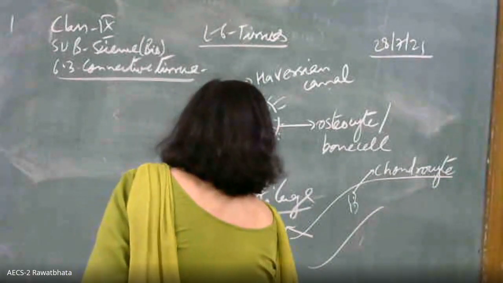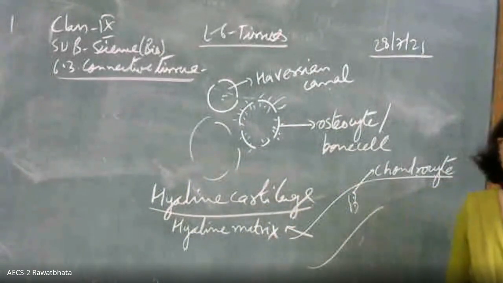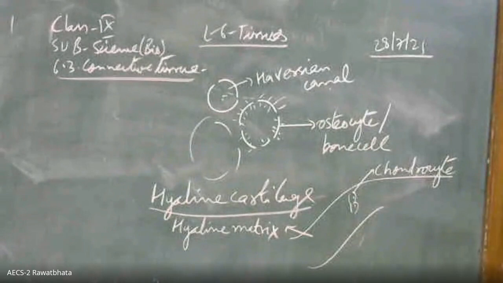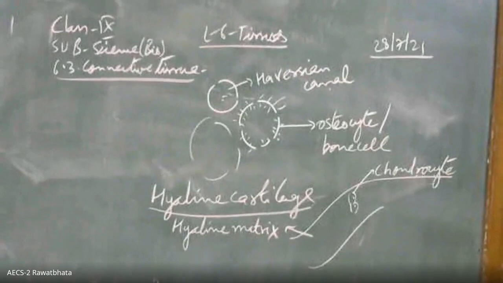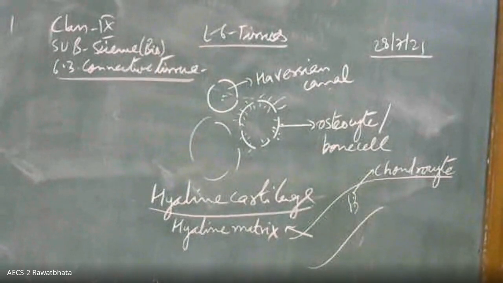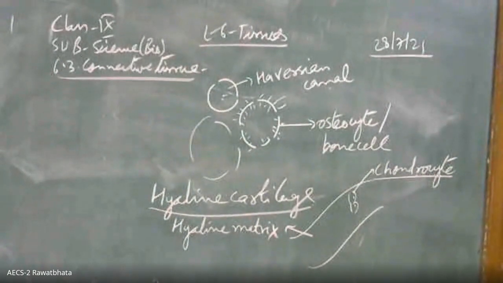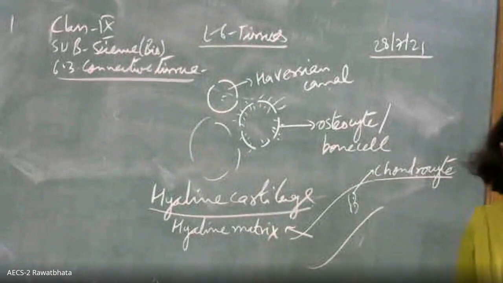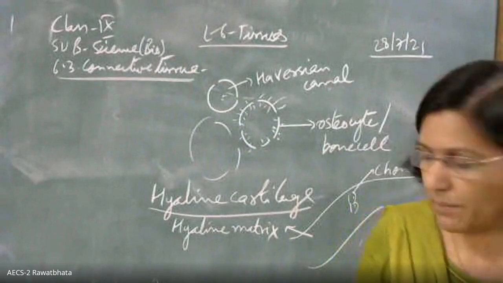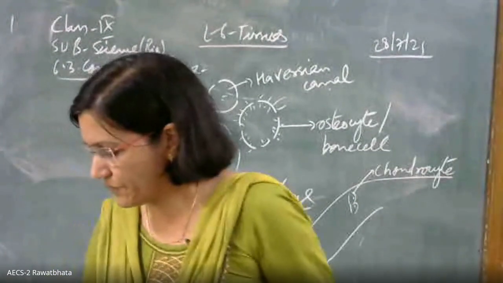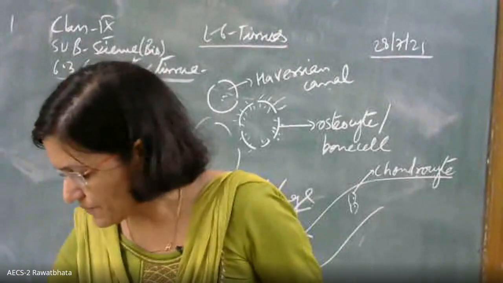hyaline matrix. So this is basically a typical structure of bone. The bone cells named as osteocytes, and of course the cartilage will be having hyaline matrix. We have understood this, and now we are going to read and write a little bit about both of them, bone as well as cartilage.